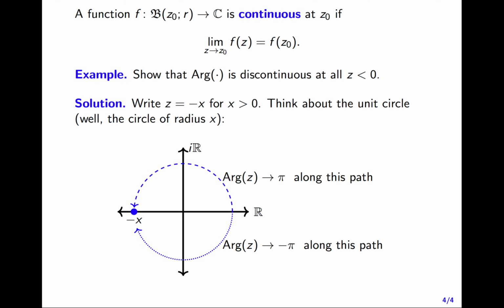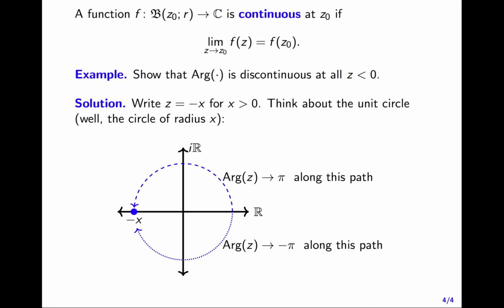So both the dashed blue path in the upper half plane and the dotted blue path in the lower half plane will take you to the number minus x and get you arbitrarily close to minus x, but the principal argument along the top path goes to pi, and the principal argument along the bottom path goes to minus pi. So you can approach the point minus x arbitrarily closely, and yet the principal argument doesn't take one value. It will approach two very distinct values, pi and minus pi.